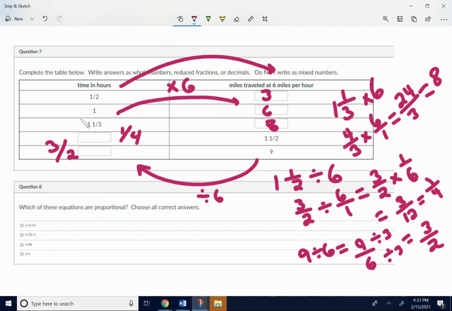Number 8, which of these equations are proportional? They're only proportional if they look like this. Y equals something x. Okay, so that's everything but the second one because it was 2x minus 5.